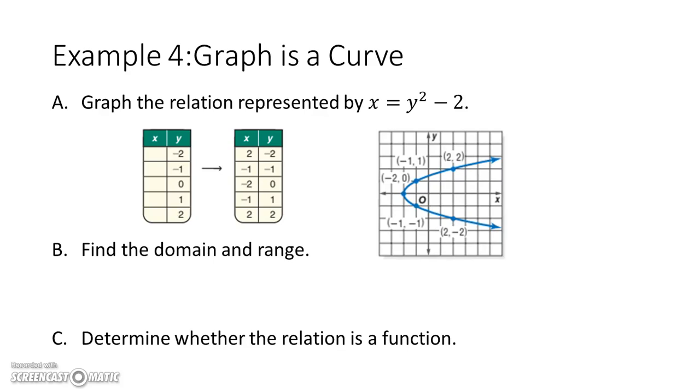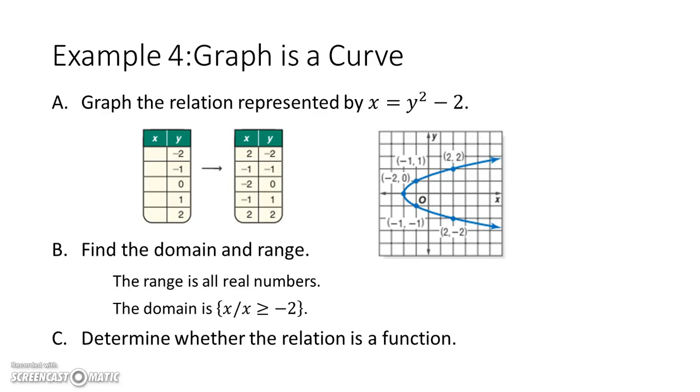To find the domain and range, every real number is the y-coordinate of some point on the graph. So the range is all real numbers. It's going to go completely up and completely down, to positive infinity and negative infinity. But only real numbers greater than or equal to negative 2 are the x-coordinates. Notice that we don't go past negative 2 on the graph. So the domain is x is greater than or equal to negative 2.